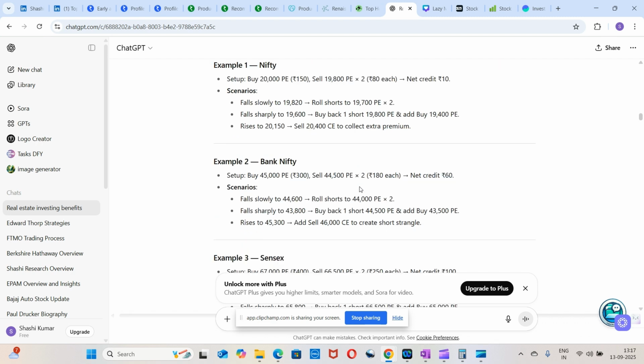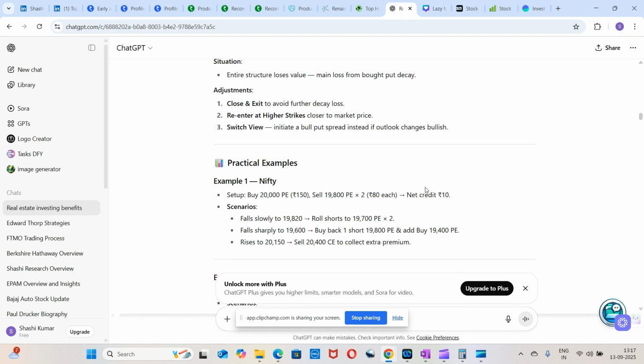Example: Nifty, you bought 20,000 PE and you sold 19,800 PE two lots, and the credit is 10 rupees. Market falls slowly to 19,820. You basically make money and you can roll the shorts from 19,800 to 19,700 PE. Market falls sharply, so it broke your 19,800 PE and it fell to 19,600. Then you buy back one 19,800 PE and add one 19,400 PE. Or the market rises to 20,050, then you sell a 20,400 CE to collect extra premium. So that's what you could do. So these are the different adjustments.